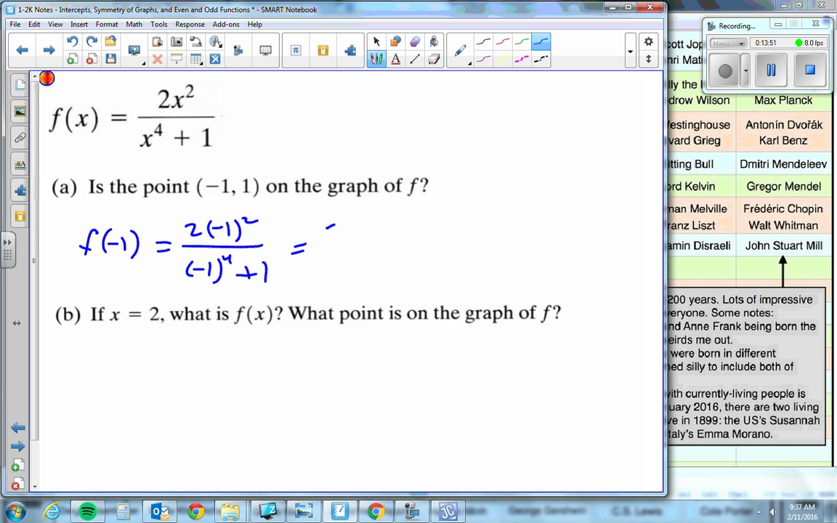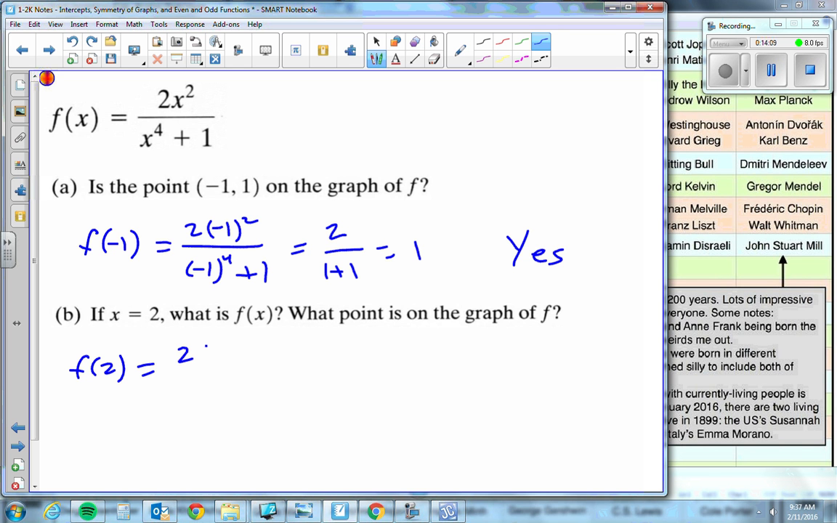The numerator is 2 times 1 is 2. The denominator is 1 plus 1, which is 2, which means you get 1, which means it's a yes. Because when we plugged in x value 1, we did get a function value 1. Next question is similar but not the same. Start out the same by plugging it in.